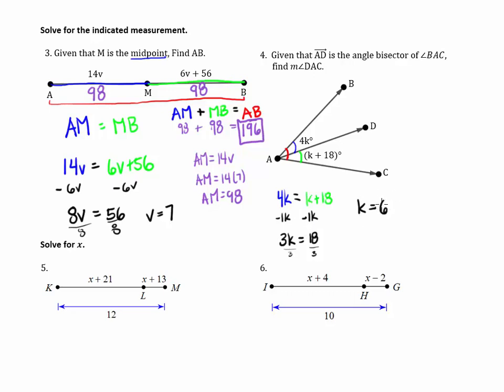So K is equal to 6. Now we know how big K is. Remember, our goal here is to figure out the measure of angle DAC. So our end goal is not finding K. It's important, but it's not our end goal. So we're going to plug 6 in for K right here.